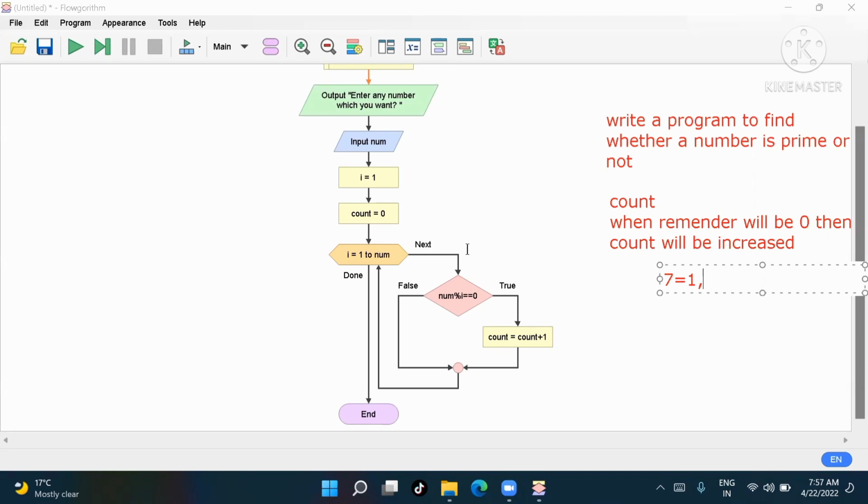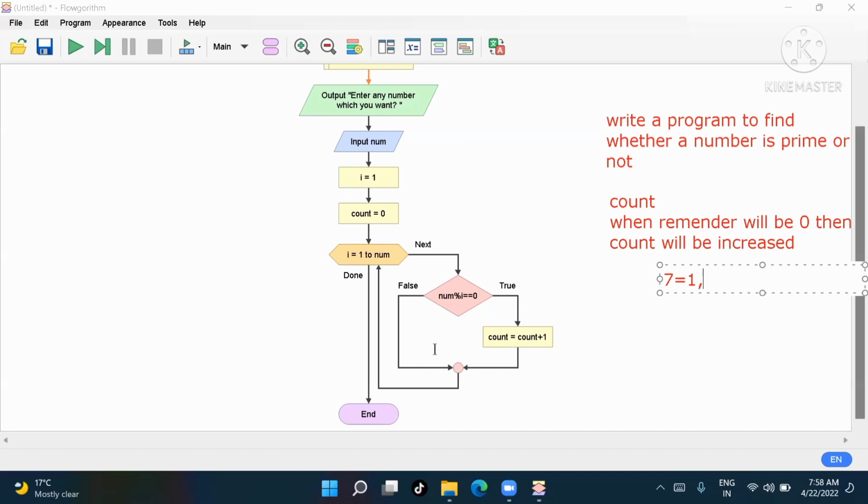Now it will check with 2. 7 remainder 2 will not be 0, so leave it, it is false. Again it will increase to 3, then 4, 5, 6. Again it will come to 7. 7 remainder 7 equals 0, right? Then count equals count plus 1. Count was 1 first, 1 plus 1 is 2.